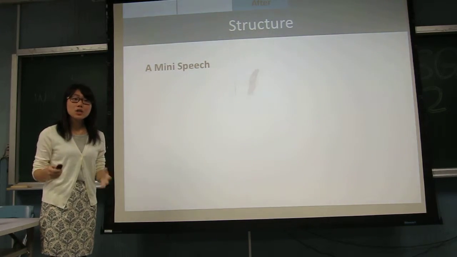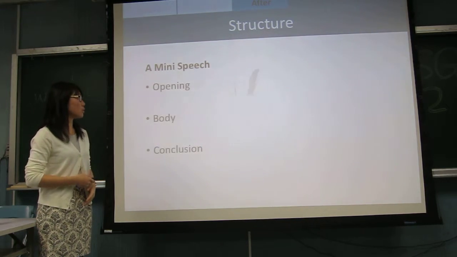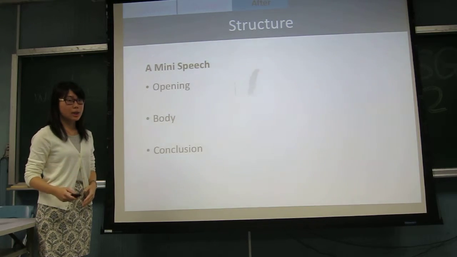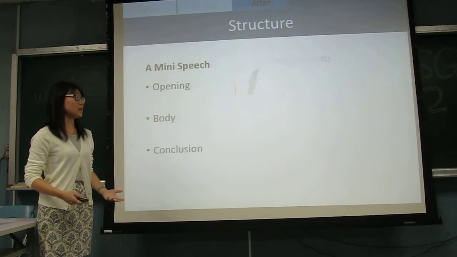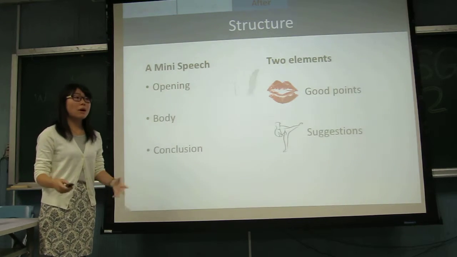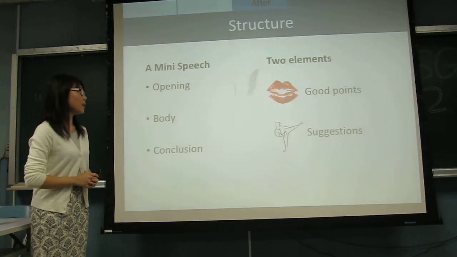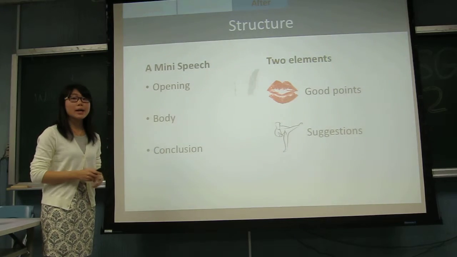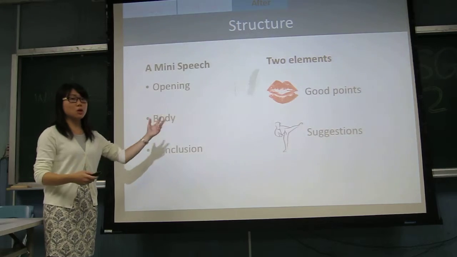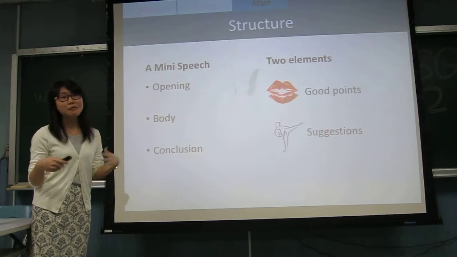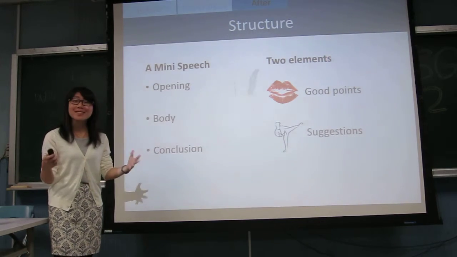Remember that individual evaluation is also a mini speech, so it includes 3 parts also: opening, body, and conclusion. And since you're evaluating others' speeches, there are 2 key elements. You are going to talk about the good points you observe and the suggestions that you would like to offer. And both good points and suggestions are indispensable. It means they are 缺一不可. If you only talk about some good points, that may seem like flattering. And if you only talk about suggestions, it is too discouraging, right?